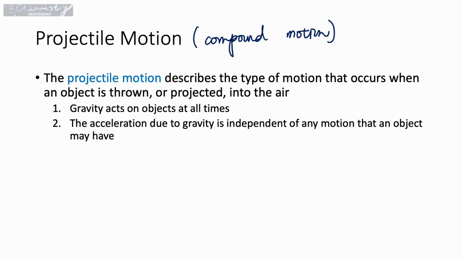So two key things that we need to pay attention to. First, gravity is acting on the object at all times, so there's a downward force being applied at all times. And then the acceleration due to gravity is independent of any motion that we may have. Remember, this acceleration of gravity is a constant number, meaning that it's not going to change as long as we are on Earth. So this number is not going to change, and therefore it is going to be independent of all the other things that we are trying to do for the object.